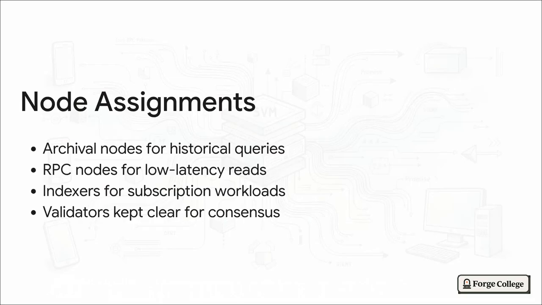Much better. Let's quickly summarize those exact node-to-pattern assignment rules, because this is how you build a stable system. Archival nodes? They're heavy, so they get the historical queries. Dedicated RPC nodes are your frontline workers. Give them the high-throughput, low-latency request and response reads. Indexers and notification nodes? They manage the heavy lifting of your subscription workloads. And validators? You keep them completely clear for consensus. This deliberate mapping is a total game changer. It dramatically reduces your operational risk and makes capacity planning so much clearer.